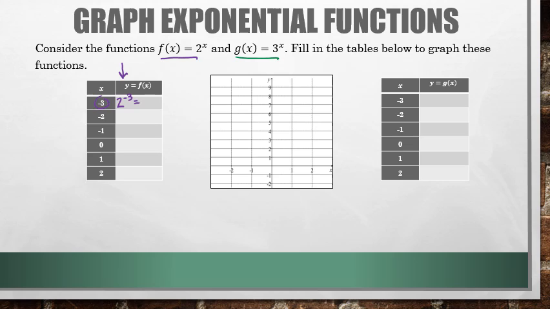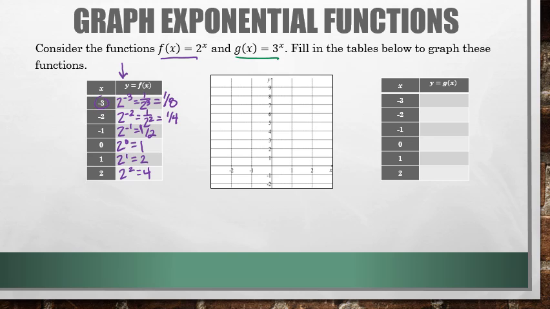Remember that whenever you have negative exponents, you can rewrite them as positive exponents by putting them in the denominator. So that's the same thing as 1 over 2 cubed, which is 1 over 8. When x is negative 2, we get 2 to the negative 2, which is 1 over 2 squared, which is 1/4. 2 to the negative 1 is 1 over 2. 2 to the 0 is just 1. 2 to the 1 is 2, and 2 to the 2 is 4.